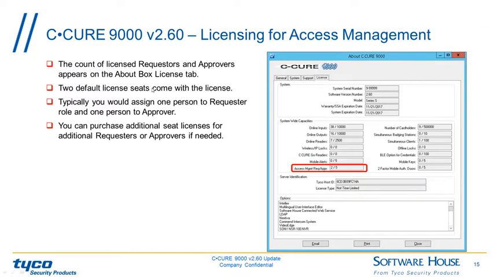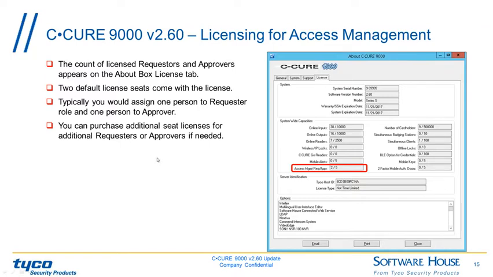2 default license seats come with the license, and you can purchase more. Typically what you do is assign 1 person to the requester role and 1 person to the approver for those 2 licenses. Okay?